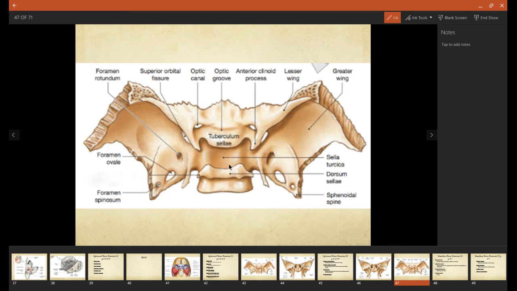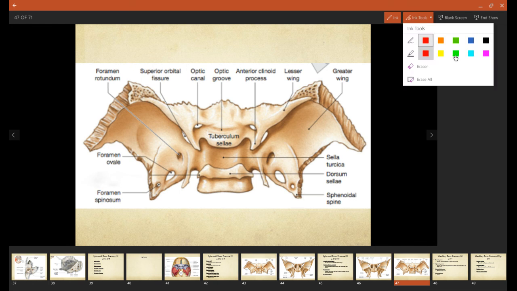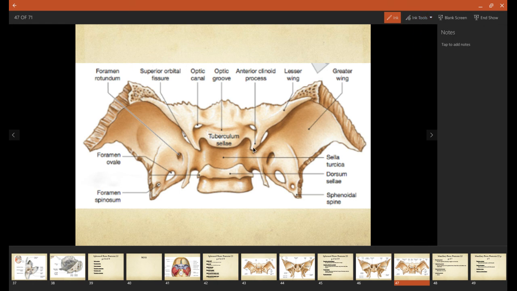Now, filling in our last structures here, we have the optic groove right here. You see there's a little groove just running between the left and the right optic foramen. And then we also have these anterior clinoid processes, which are just these smaller little points right here that are facing the sella turcica, and there'll be one on each side. So anterior clinoid process.